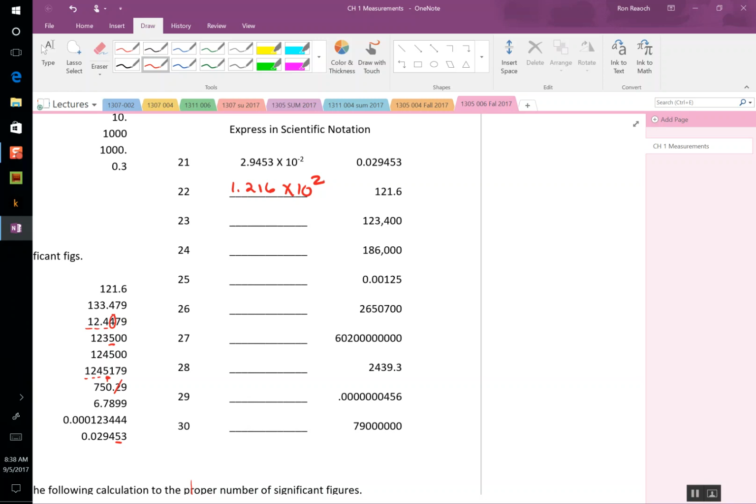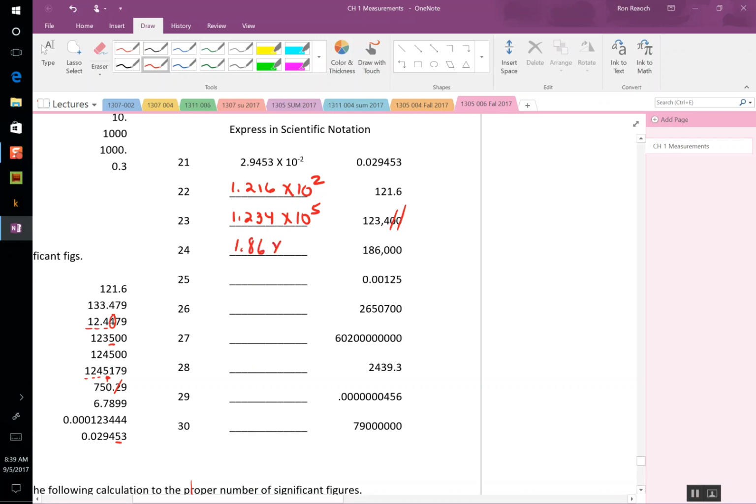So the 23. 1.234 times 10 to the third. All right, these numbers here are not significant. We're going to be moving the decimal point over. All right, someone else here, number 24. 1.86 times 10 to the fifth.